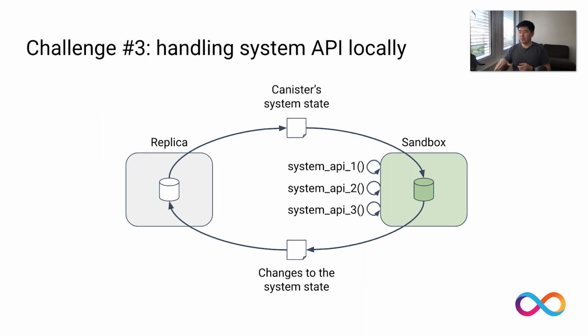After the execution, the sandbox gets all the changes, or delta, to the system state and sends it to the replica. The replica can then verify that all these changes are valid and according to the rules. Once they're valid, it commits those changes. Our hope is that if we implement these two optimizations, which are by themselves large projects, the performance issue will be fixed and the sandbox will be in a shape ready for production.